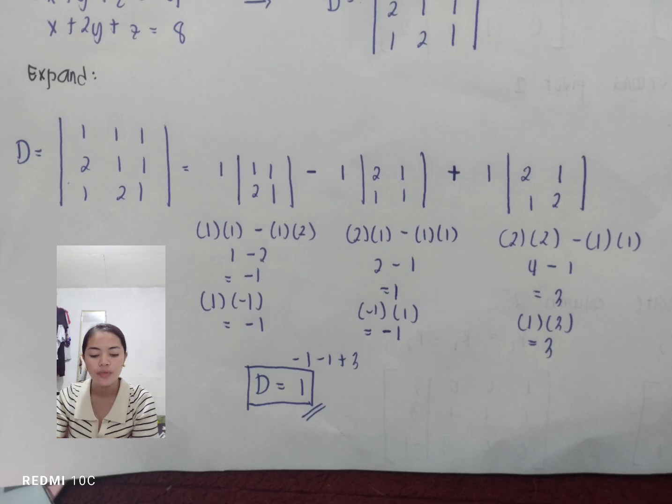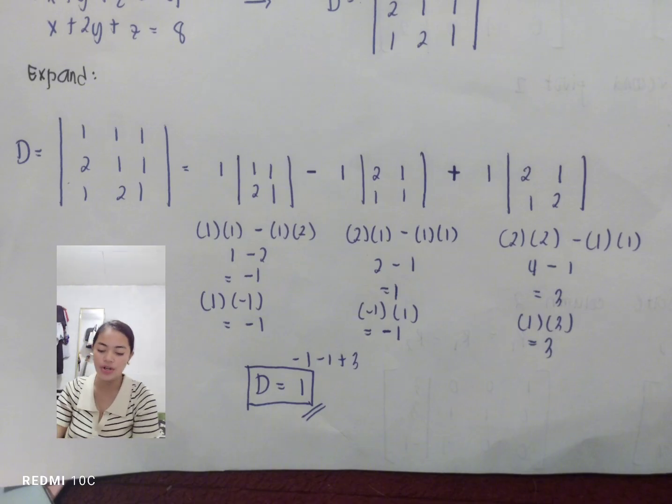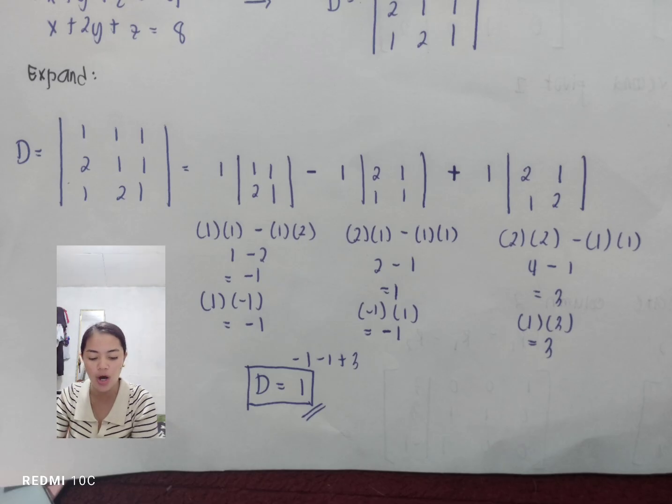So, 1 multiplied by 1 is 1 and 1 multiplied by 2 is 2. Now, we need to deduct these items. So, now we have 1 minus 2 is equal to negative 1. Now, as you can see, there is a number outside this, so we need to multiply the number 1 to the answer. So, now we have 1 multiplied by negative 1 and our answer is negative 1. The same process goes to other parts.